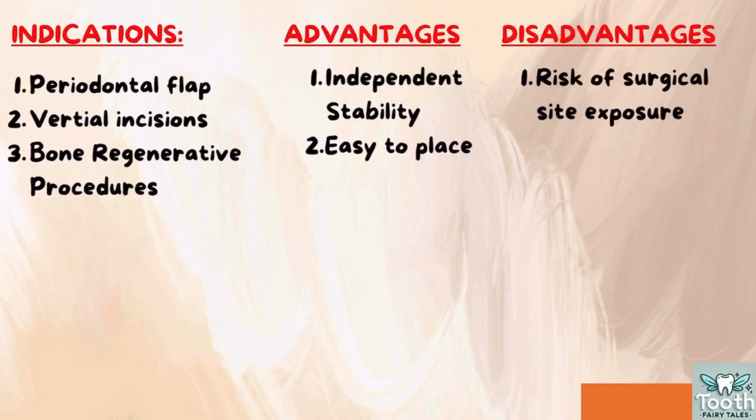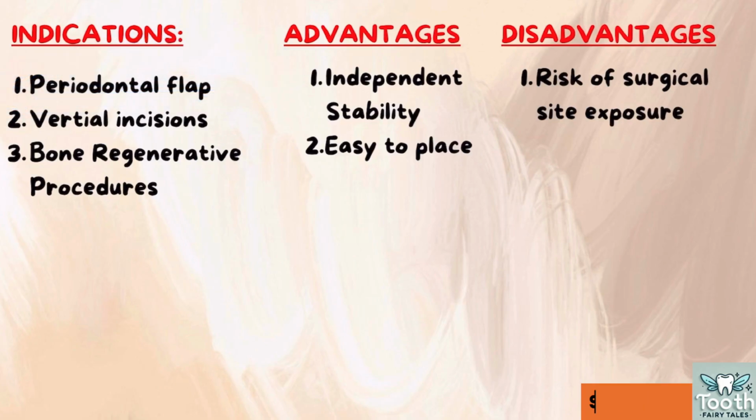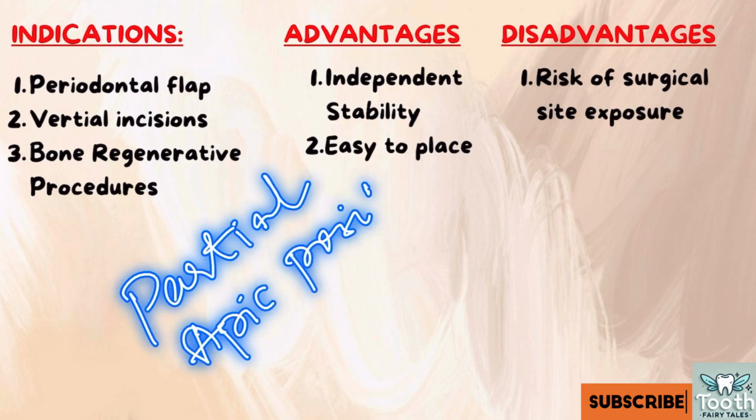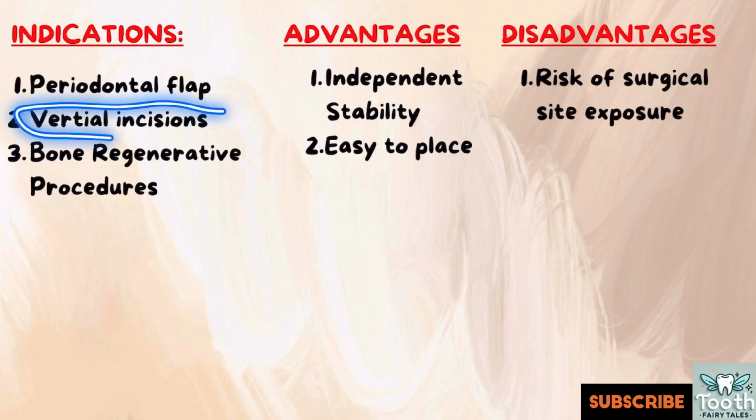Next, let us discuss the indications of the circumferential sutures. It is the most common suturing technique used in periodontal flap surgeries. This technique is also used in partial or split thickness flaps, and in apically positioned flaps. It is effective when vertical incisions are given, and it is also used in bone regenerative procedures.